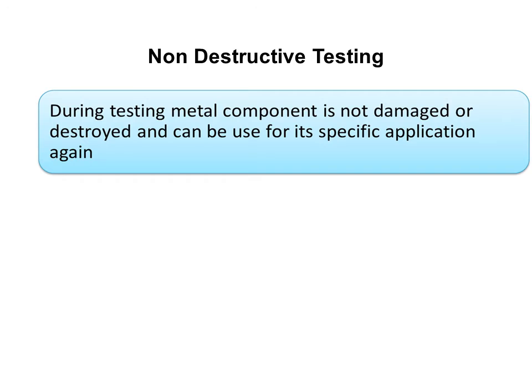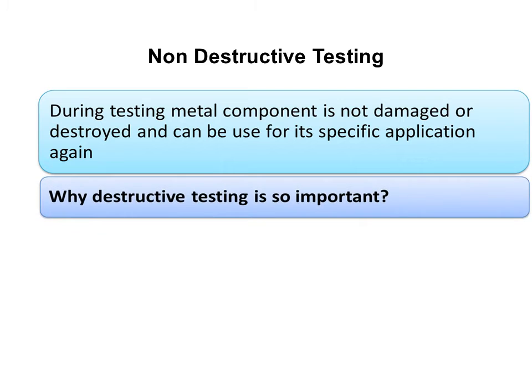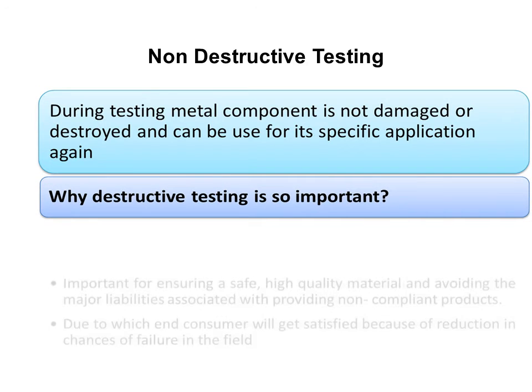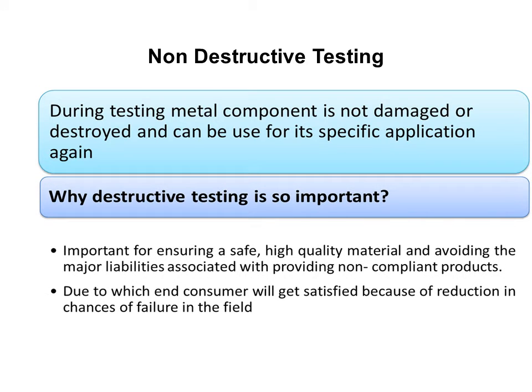Now, non-destructive testing. During testing, the metal component is not damaged or destroyed and can be used for its specific application again. That type of testing is known as non-destructive testing. Now, why is destructive testing so important? It is important for ensuring a safe, high quality material and avoiding the major liabilities associated with providing non-compliant products, due to which the end consumer, like us, will get satisfied because of the reduction in chances of failure.